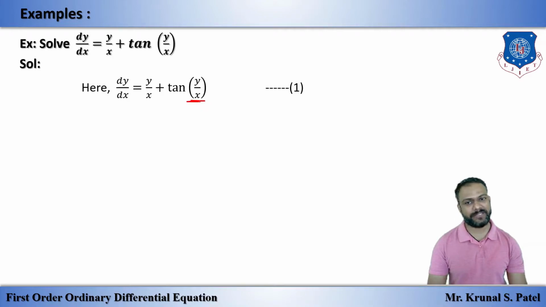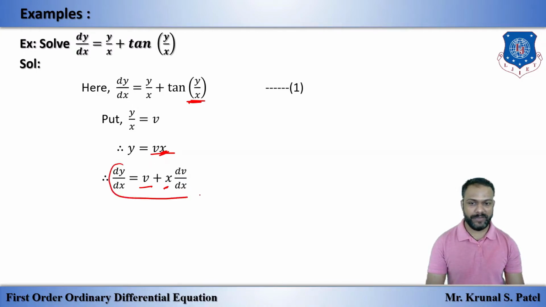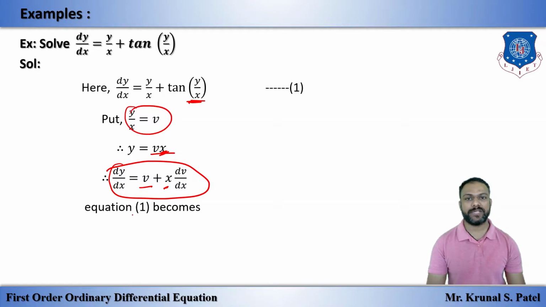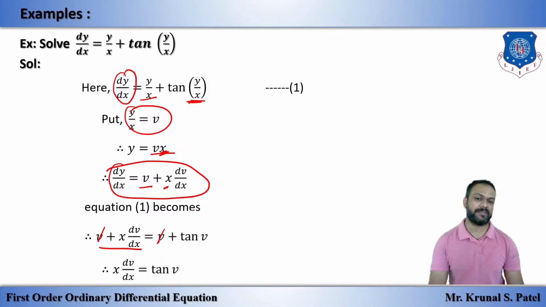So we'll start with this equation by supposing y by x is equal to v. So y by x is equal to v, so y is equal to vx, and by differentiating, dy by dx is equal to, using the product rule, v as it is, differentiation of x is 1, plus x as it is, differentiation of v is dv by dx, because we are differentiating with respect to x. Now we will replace this value in equation 1. So equation 1 becomes v plus x dv by dx is equal to v plus tan v. Now we can cancel out this v, so we have x dv by dx is equal to tan v.